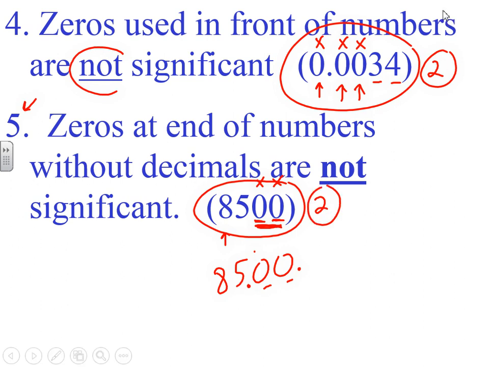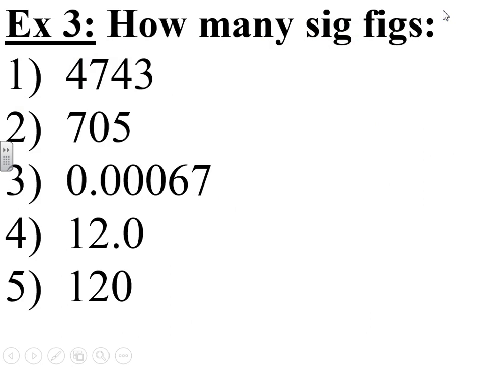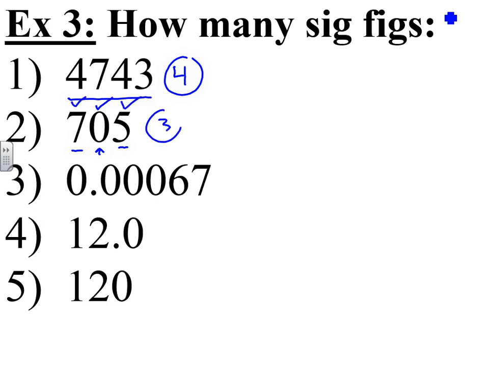Let's go ahead and try to apply the rules to do some example problems. Here is the question: how many significant figures in these numbers? Because all 4 of these are not zeros, we've got 4 significant. That one's easy. Rule number 2, because this 0 is sandwiched between 2 non-zero numbers, it is significant. So in this case, we have 3 significant figures.